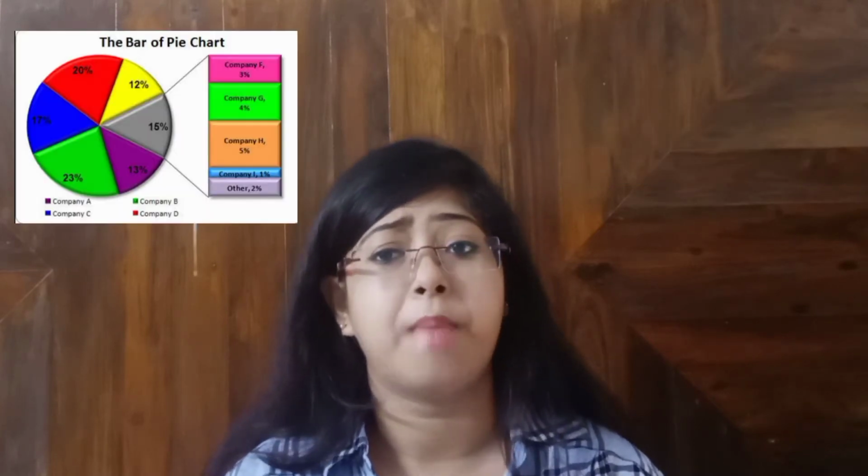To my YouTube channel. In this video, I am going to show you how to prepare a combination chart in Microsoft Excel. A combination chart is a graph in which we can show two different types of charts in a single graph. For example, a combination of bar graph and line graph, a combination of multiple bar graphs, multiple line graphs, even a combination of pie graph and bar graph, and so on.